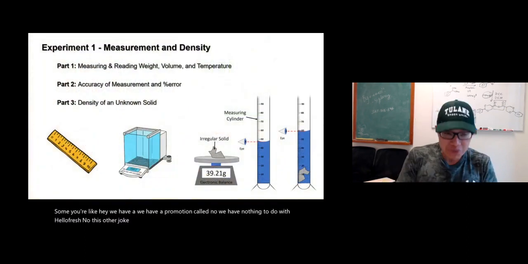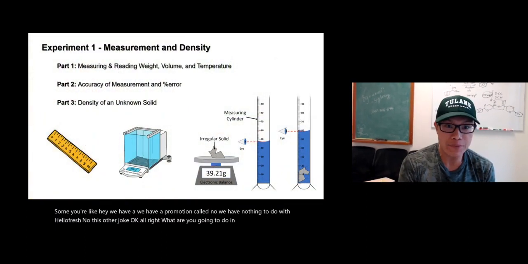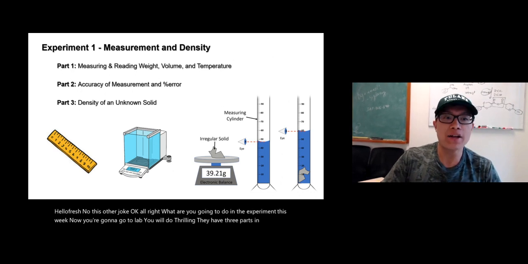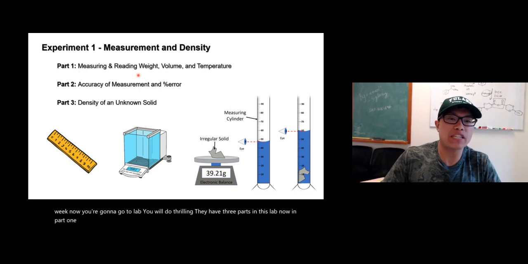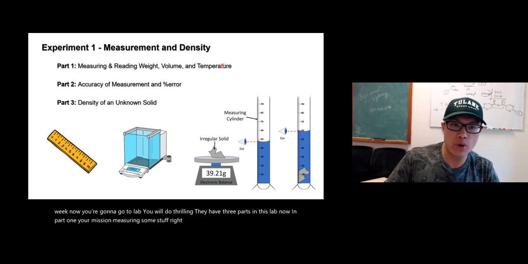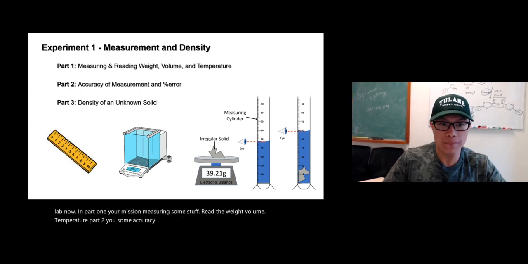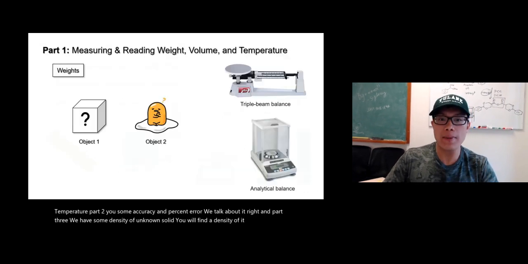Okay. All right. What are you gonna do in the experiment this week? Now you're gonna go to lab. You will do three things. There are three parts in this lab. In part one, you're measuring some stuff: read the weight, volume, temperature. Part two, use some accuracy and percent error. We'll just talk about it. And part three, we have the density of an unknown solid. You'll find the density of it. Okay. All right. Let's go into a little bit more detail.